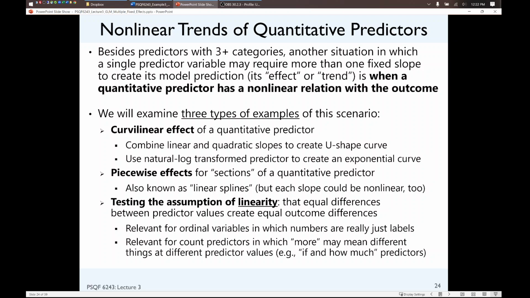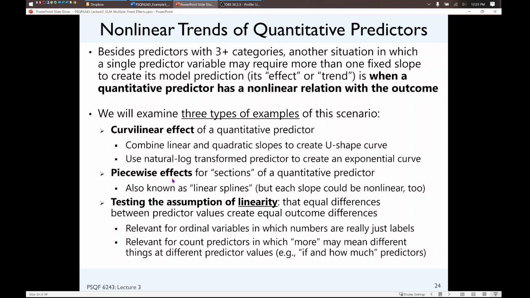Another situation in which you would encounter the same problem is when examining nonlinear relationships between quantitative predictors and quantitative outcomes. So in this topic, we have three different kinds of effects that I'll show you. Today we're just going to focus on curvilinear and quadratics, but that is one category in which we would have linear and so-called quadratic slopes to create a U-shaped curve. We'll see that in just a second. You can also natural log transform a predictor variable, and the resulting linear slope would then create an exponential curve when you back translate it into its original metric.